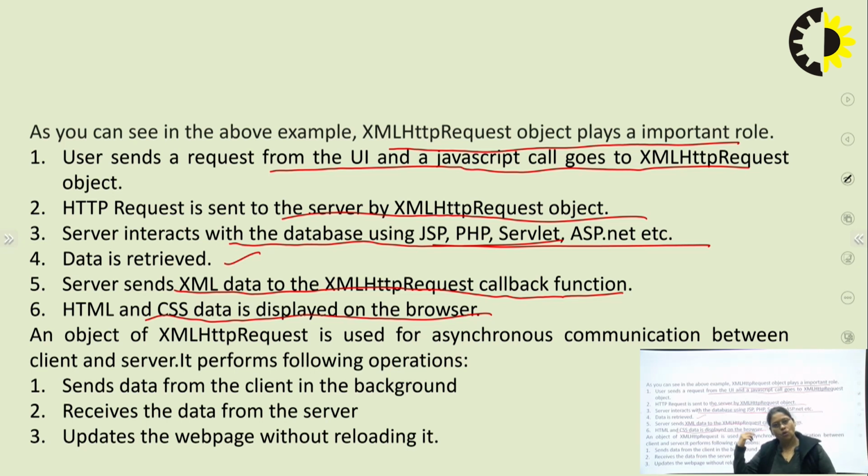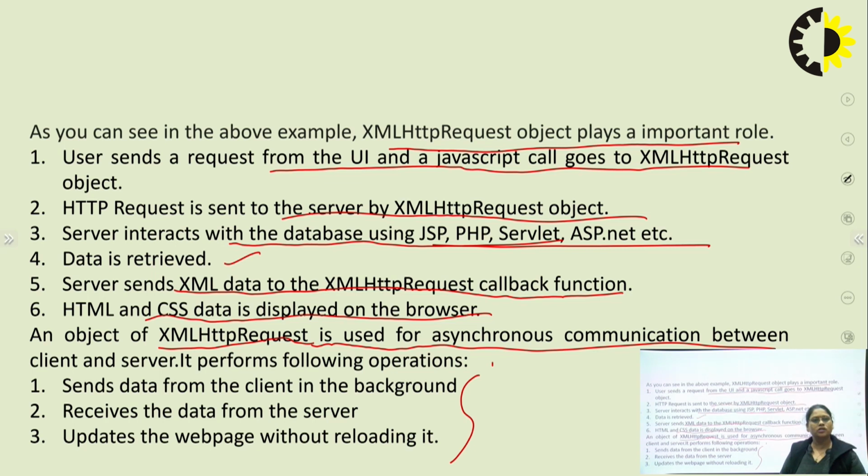In this whole process, one object of the XML HTTP request is created. An object of XML HTTP is used for asynchronous communication between the client and server. Once we create this object of the XML HTTP request, it will perform the following operations. Number one, it is used to send the data from the client in the background. Next, it will receive the data from the server. And third, it will update the page without reloading the whole page.